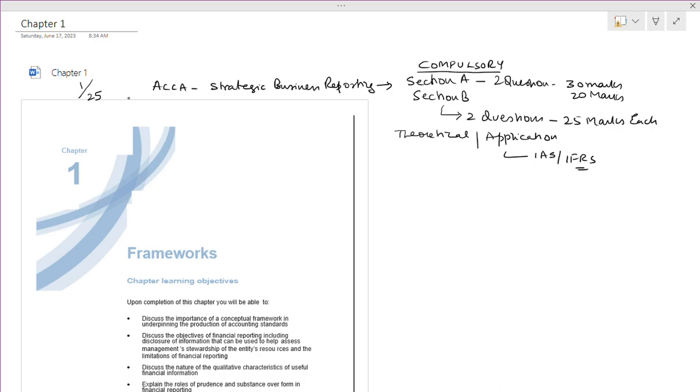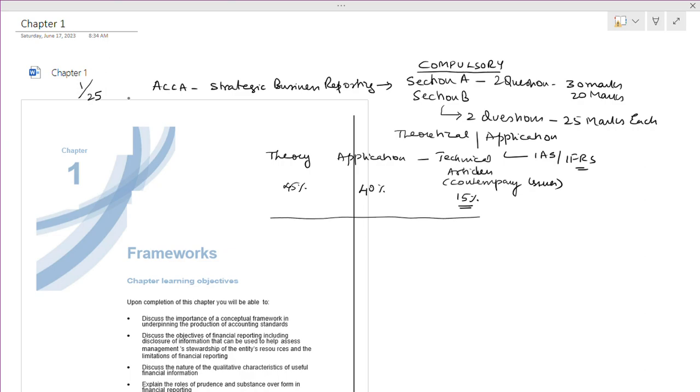Fine. Now, make it a point. You have to divide this very clearly: how much is the theory component, how much is the application component, and we have to be very clear that they will ask us something related to technical articles. Technical articles is nothing but contemporary issues. My assessment and understanding is that around 45% will be theoretical, 40% will be application, and 15% will be the technical articles. So we have to divide it accordingly.